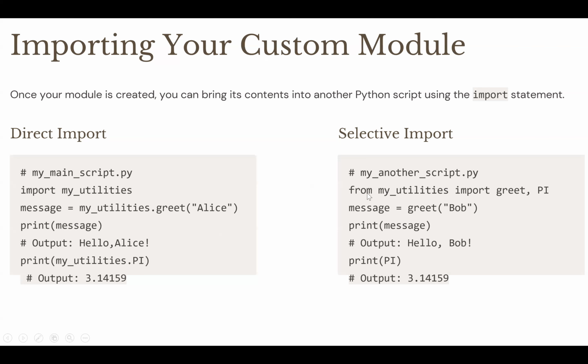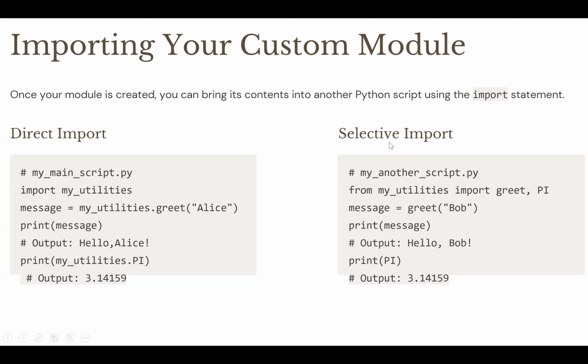Then how we can do it here is from. From is a keyword. The name of the module. Here name of the module is my utilities. Import again is a keyword. What you want to import specifically. Here, selectively, I want to import greet, comma, pi. Then message is equal to greet Bob.